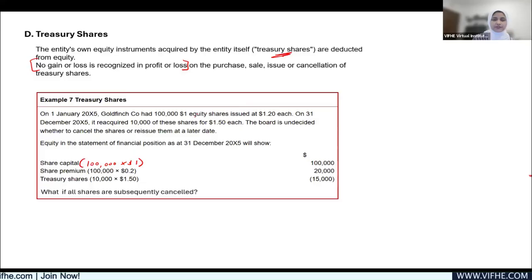Treasury shares, first of all, understand when it comes into the picture as a concept: when you want to buy your entity's own equity shares which are circulated, the share capital and share premium that the organization is showing, what are these shares issued against, for which money had come? So there are share owners for this.